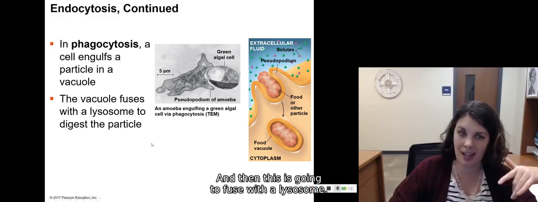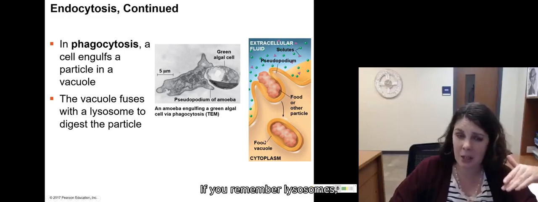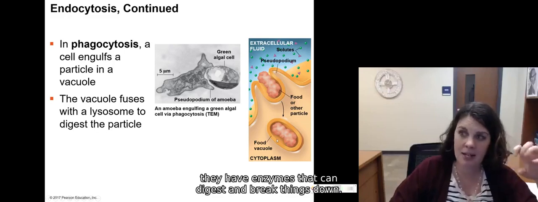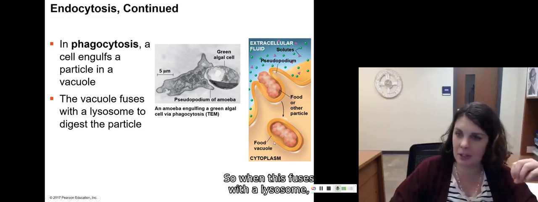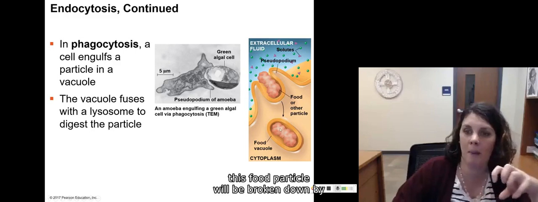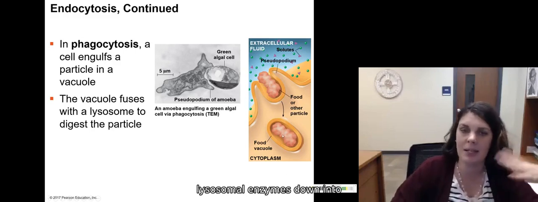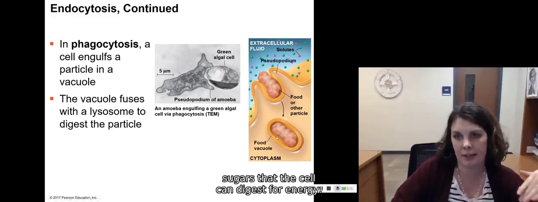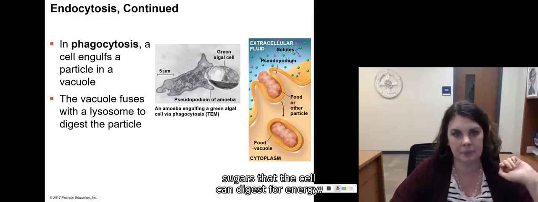And then this is going to fuse with a lysosome. If you remember lysosomes, they have enzymes that can digest and break things down. So when this fuses with the lysosome, this food particle will be broken down by lysosomal enzymes down into sugars that the cell can digest for energy.